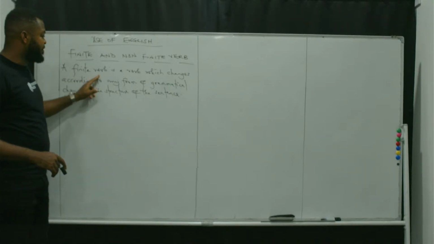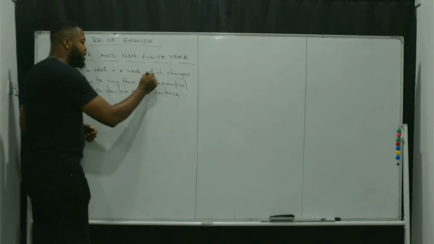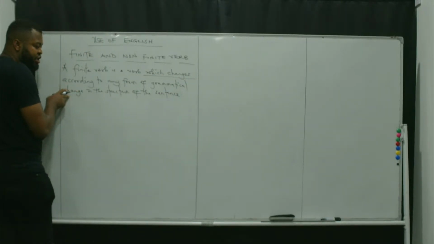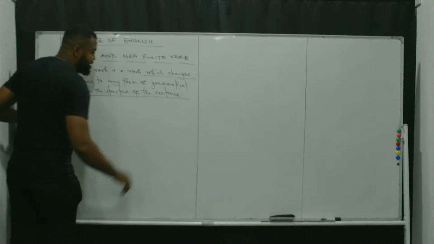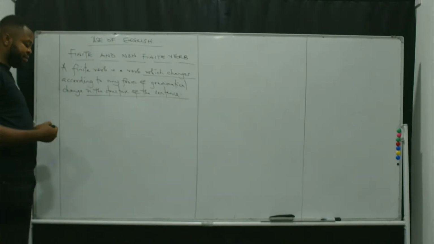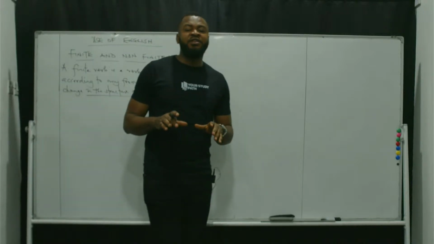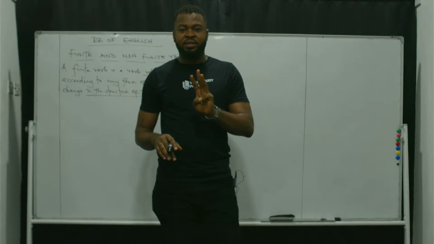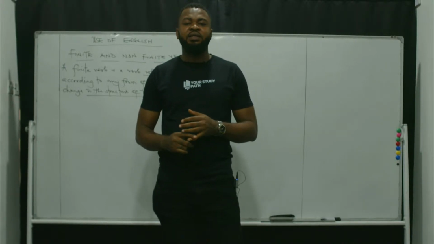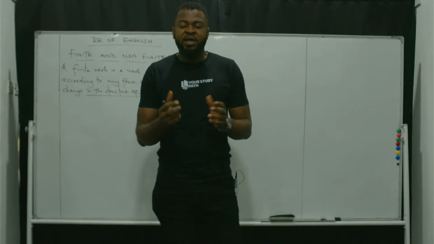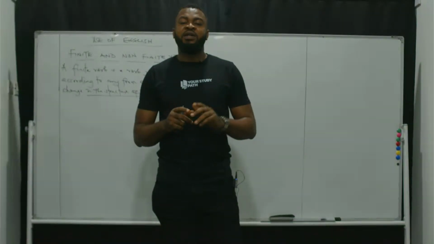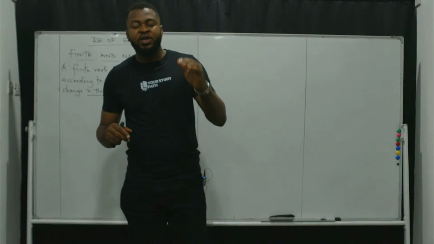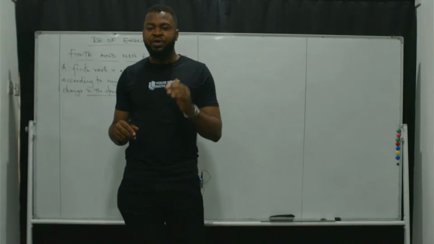Now, a finite verb is a verb which changes according to any form of grammatical change in the structure of the sentence. Now, pay attention to that. It means that the focus of the finite verb is basically on three most important things. The first aspect is there will be a change in person. And I'm going to go in detail on what we refer to as person in English. This has to do with the aspects of first person, the second person, and the third person.